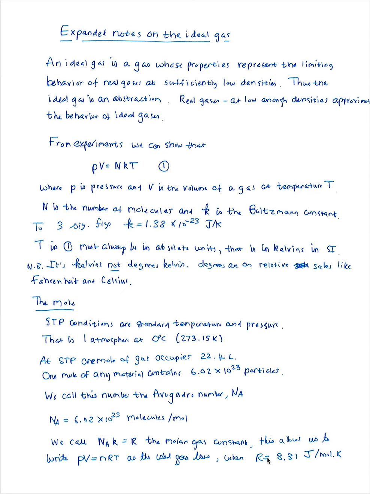So the thing is that at standard conditions, 1 mole of any gas occupies 22.4 liters, and a mole is 6.02 times 10 to the 23rd particles. We call that the Avogadro number. And using the Avogadro number and multiplying it by the Boltzmann constant, we come up with the molar gas constant. And with it, we can then come up with an alternate version of the ideal gas law, which uses the number of moles instead of the number of particles.